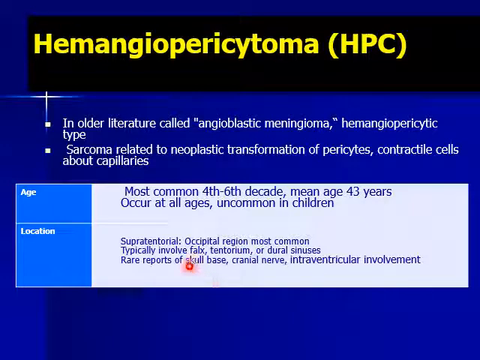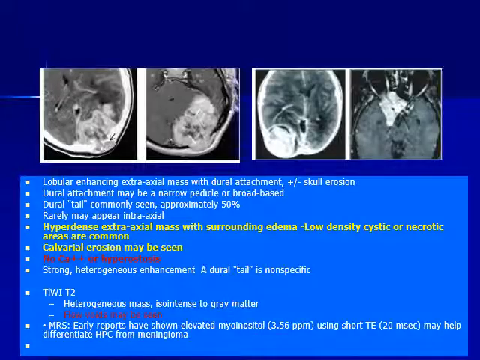It typically infiltrates the falx cerebri, tentorium, or dural sinuses. Rare reports of skull base, cranial nerve, and intraventricular involvement are present. It appears as if it is a meningioma, okay? Extraaxial, enhancing lesion, as if it is atypical meningioma.